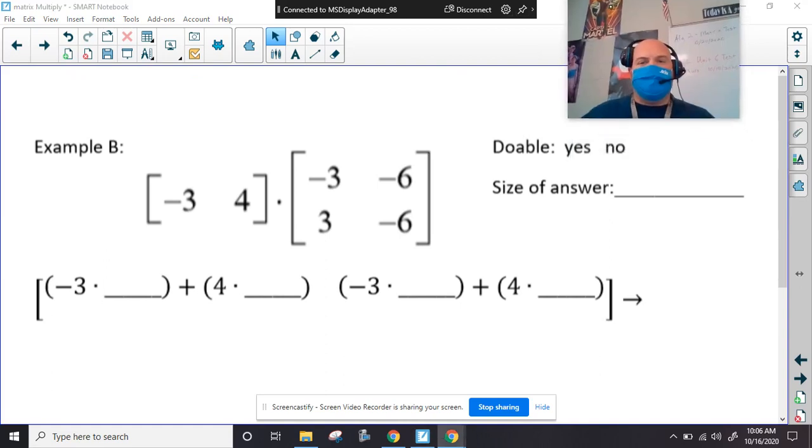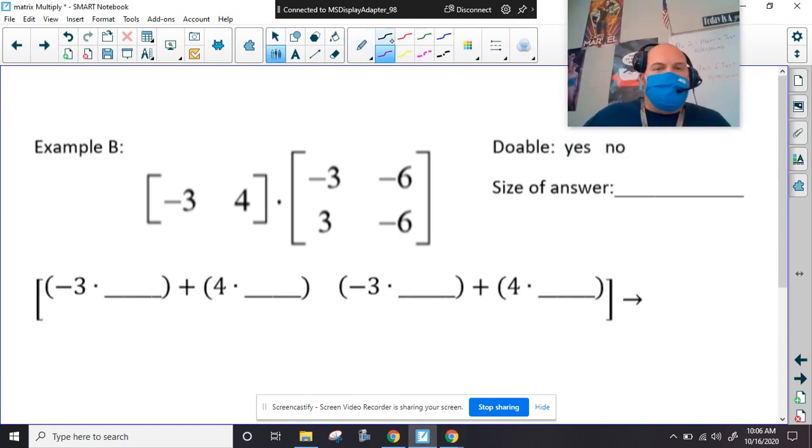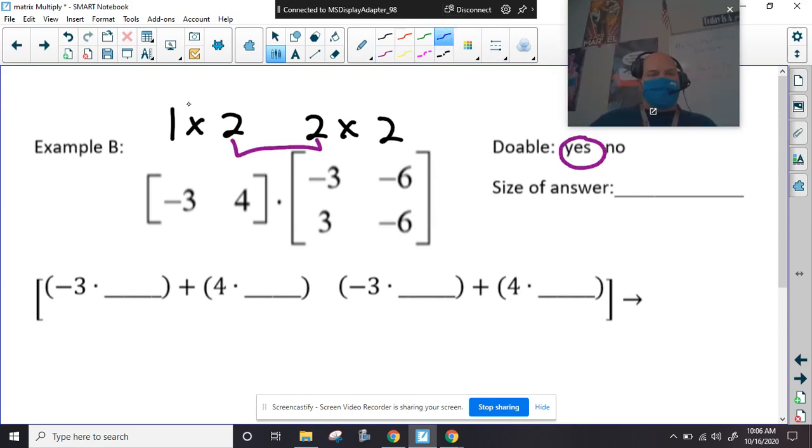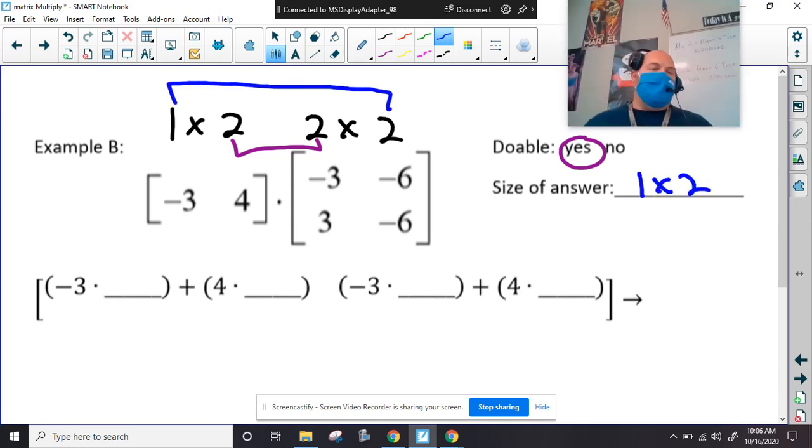So now this one, this is a 1 row by 2 columns. This is a 2 row by 2 columns. All right. So these two match. So yes, it's doable. And the size of our answer is going to be a 1 by 2. I like 1 by 2s. They're really easy. What's even easier is a 1 by 1. That's just one number.